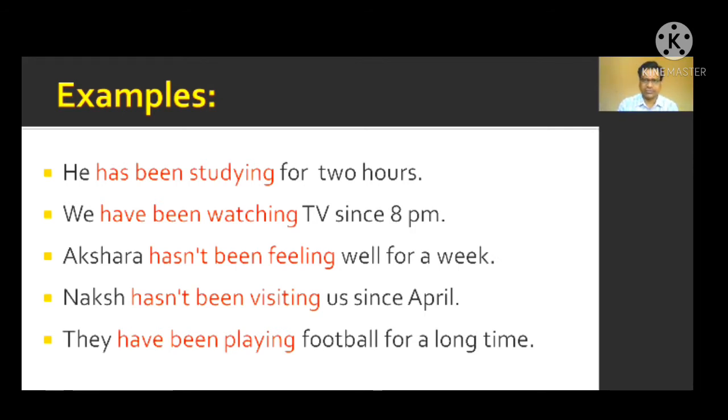Am, is, are are in the present tense. Was, were are in the past tense. Be is also in the present tense. Was, were is the past form of be. And been is the past participle of be. So please remember that. And here, since we used been, it indicates the perfect action.